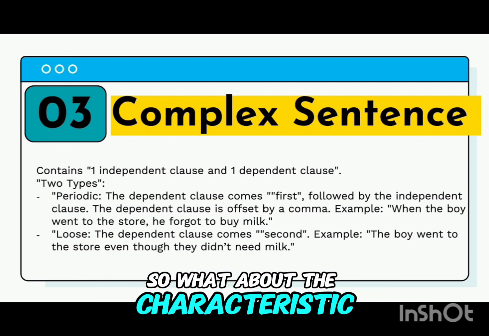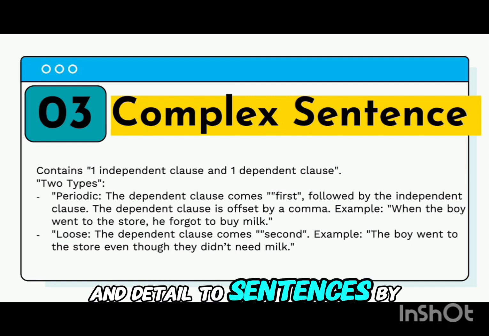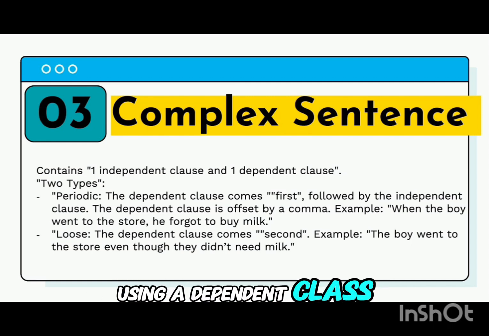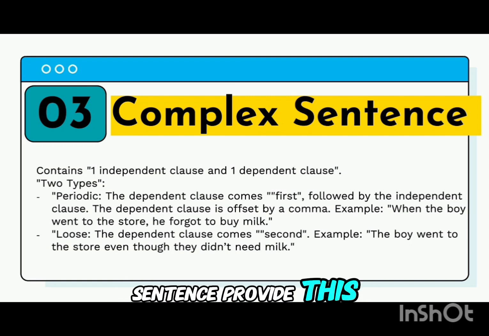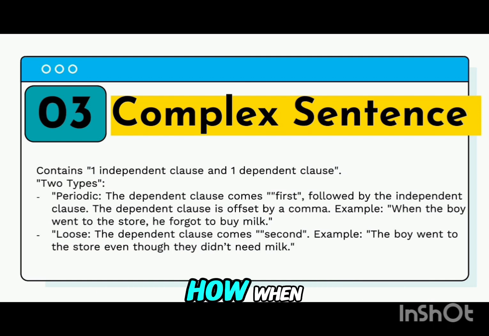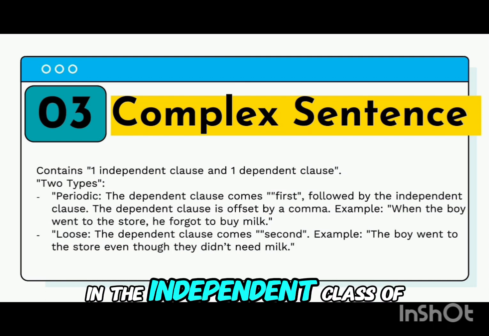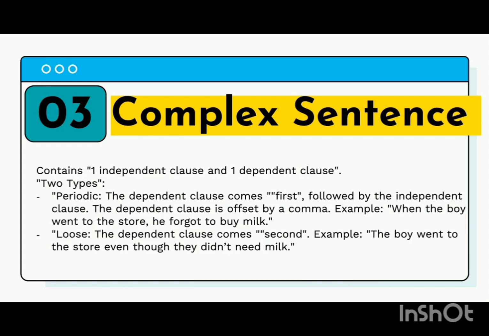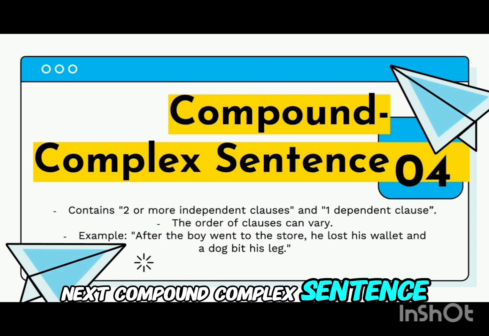So what about the characteristics? First, they add depth and detail to sentences by using a dependent clause. And then second, the sentence provides additional information about why, how, when, or under what condition the action in the independent clause occurs. So, go on to the next, compound complex sentence.